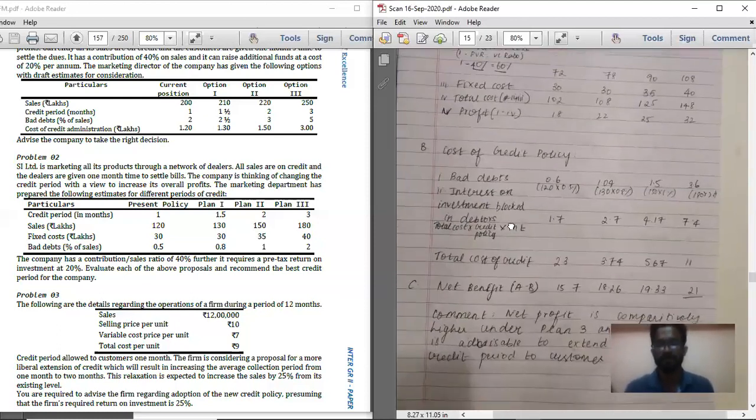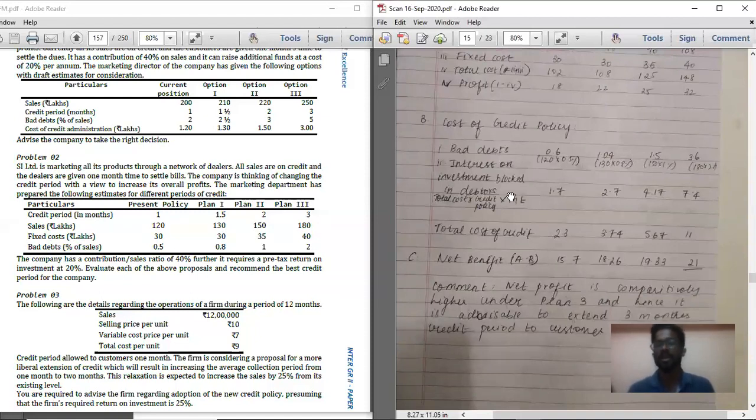Below that, capital B, leave 2 lines gap. Below that, capital B, cost of credit policy. Below that, small Roman number 1, bad debts. See, in this problem also they have given bad debts as a percentage on sales.